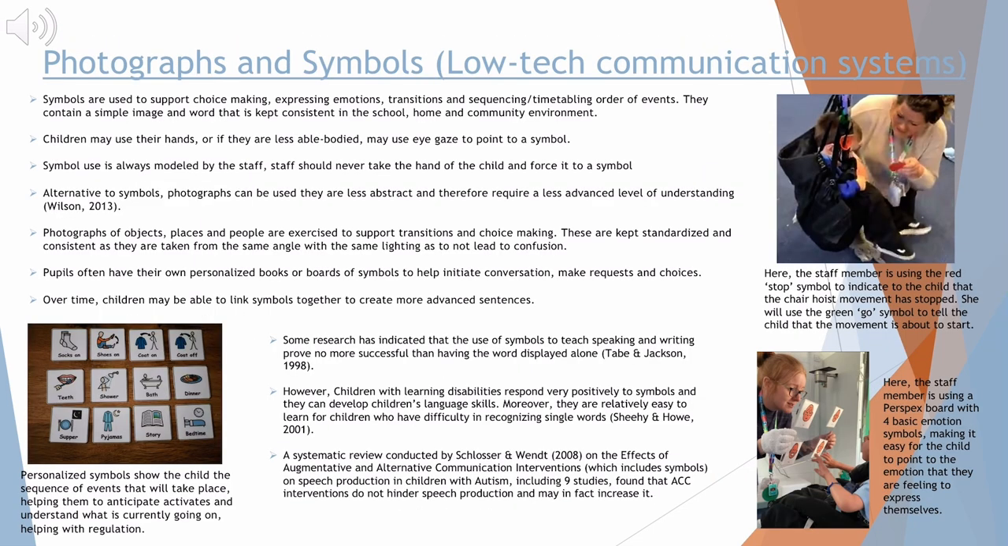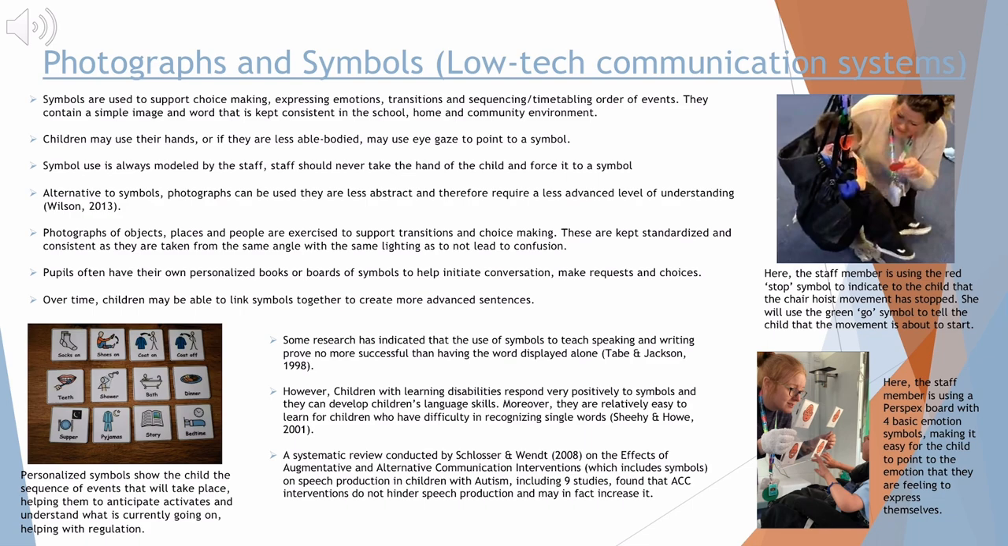Another aspect of total communication is photographs and symbols. Symbols are used to support choice making, transitions, expressing emotions, and sequencing order of events. They contain a simple image and a word that is kept consistent within the school, home, and community. Children may use their hands or, if they are less able-bodied, may use eye gaze to point to a symbol.